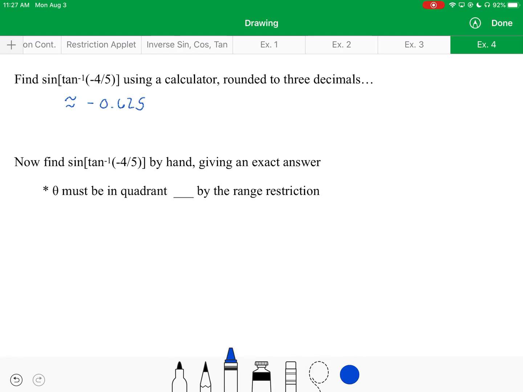Okay, so now let's try to find the value of this by hand, giving an exact answer. So we'll start with the inner function, inverse tangent of -4/5. We said the inverse tangent function has to yield angles that are in either quadrant 1 or quadrant 4, from -pi/2 to +pi/2. Well, you're taking inverse tangent of a negative value, so that would have to be yielding a 4th quadrant angle by that range restriction. All right, so let's draw this out.